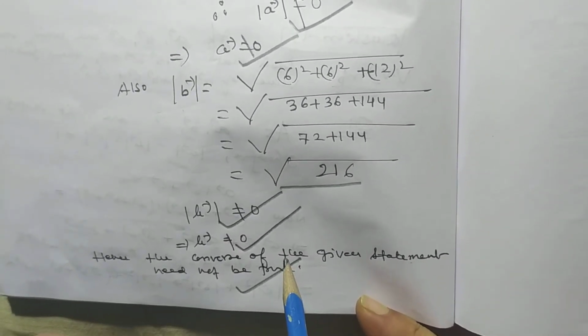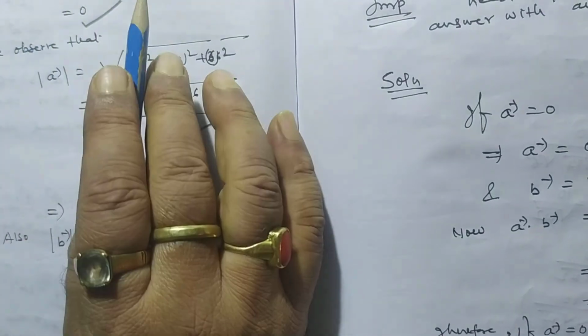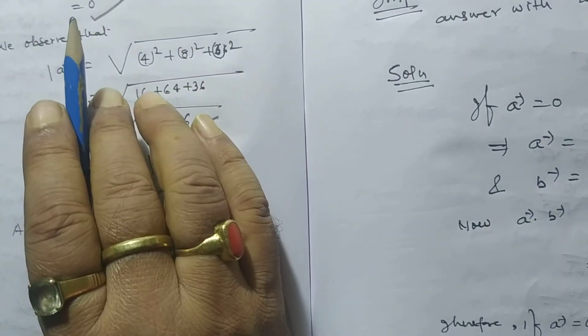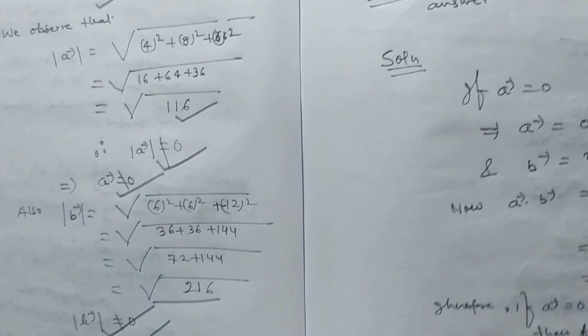If the dot product of two vectors is 0, then it is not essential that either vector A is equal to 0 or vector B is equal to 0 or both are 0. That is not necessary. So in this way we can solve this problem.